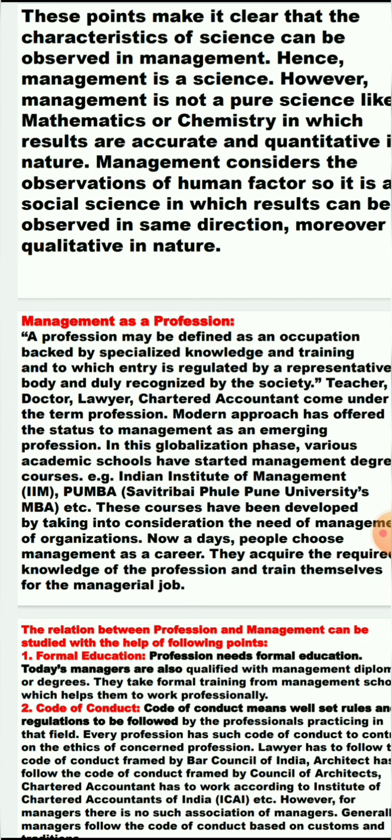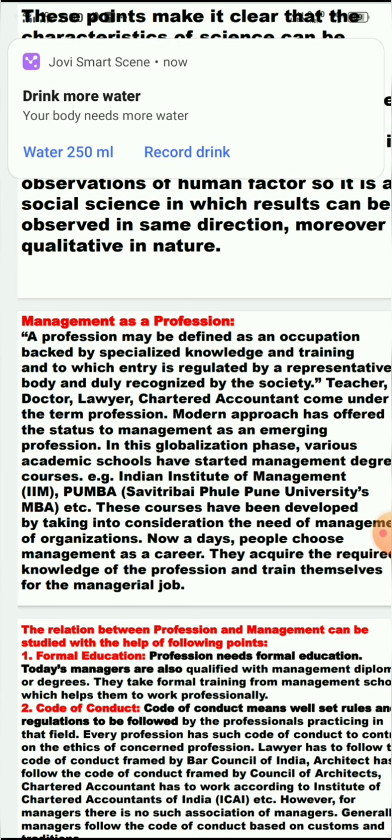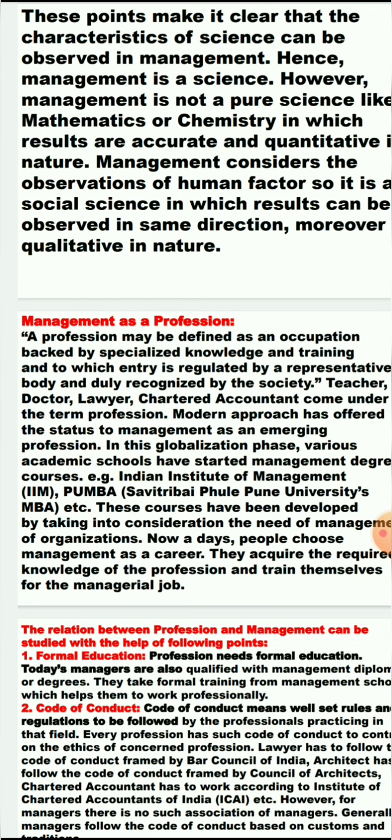So management as a profession, as I told you, professional means a properly trained person having a proper degree. Doctors, lawyers, CA, these are professional persons. So they have registered themselves. So your definition of profession is what? A profession has been defined as an occupation with special knowledge and training, and to which entry is regulated by a representative body. It is recognized by the society, as well as when you have special training and abilities, you are called a professional person.